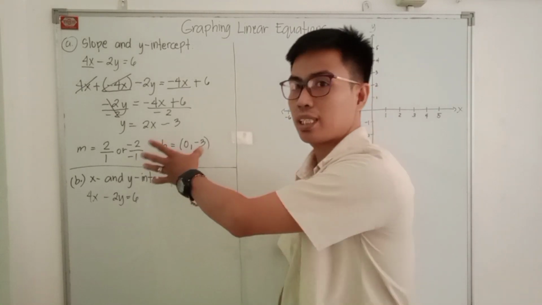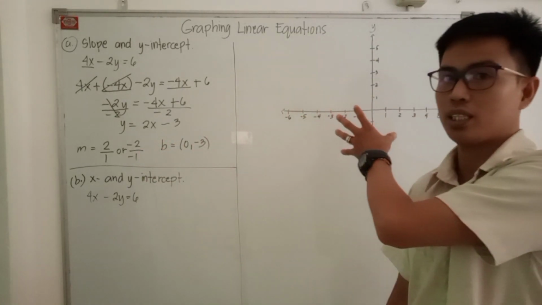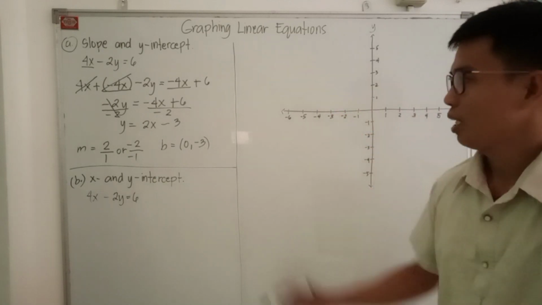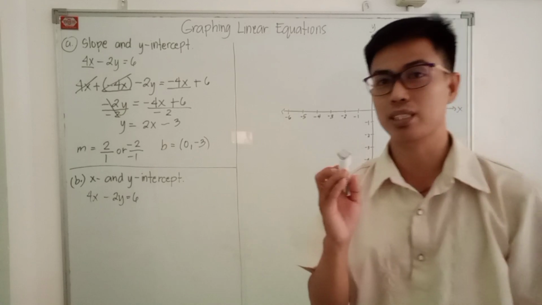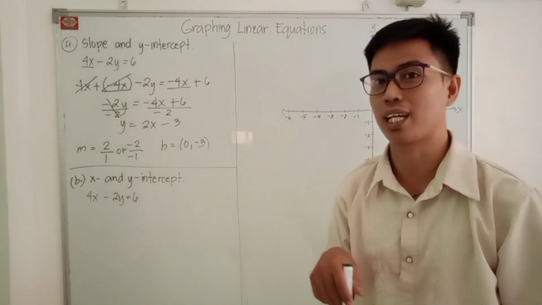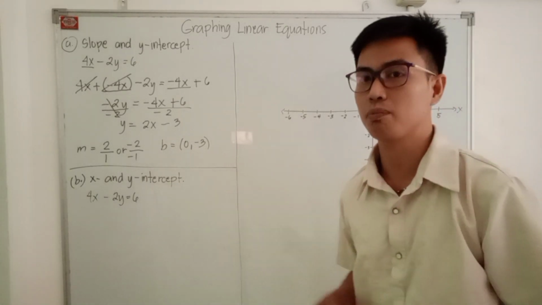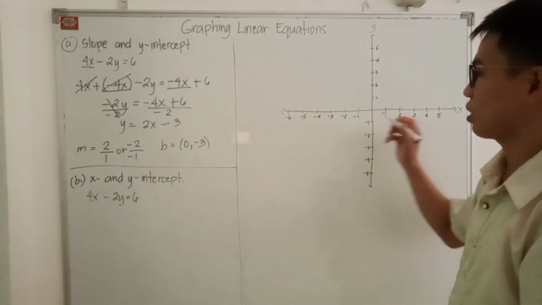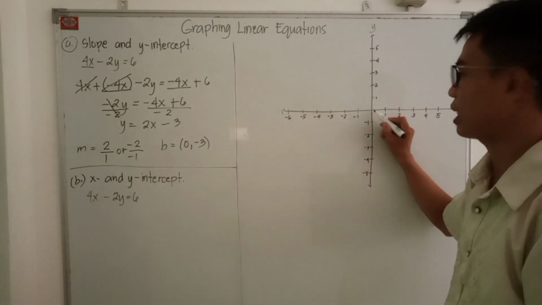So, ipa-plot na natin yung ating given dito sa ating rectangular coordinate system. So, ang una niyong ipa-plot is yung y-intercept. So, alam naman natin na kapag y-intercept, nandun lang siya sa y-axis. So, madali niyo siyang matatandaan. So, since ang y-intercept natin is 0, negative 3, so, hanapin lang natin. So, the value of x is 0. So, sa x-axis, ang titignan nyo is yung 0, which is yung nasa gitna.